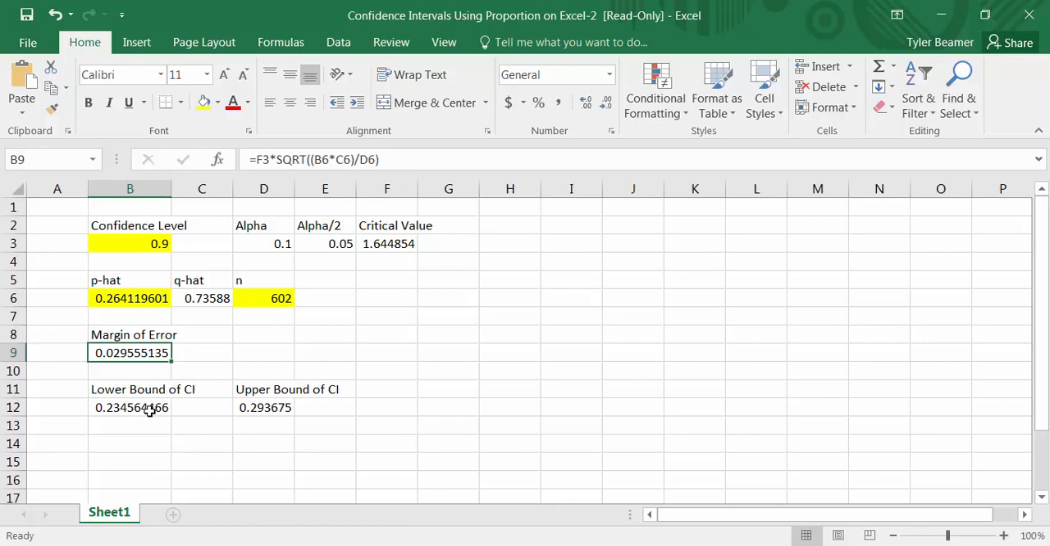And then we take the margin of error and we add it and subtract it from p hat, which is the sample proportion. So B6 plus B9, that's p hat plus the margin of error, so that gives you the upper bound of the confidence interval. And then if we subtract the margin of error from p hat, that gives us the lower bound of the confidence interval. So basically what we're saying is the true proportion of yellow peas in the population is between 0.2345 and 0.2936, so somewhere between roughly 23 and 29%.